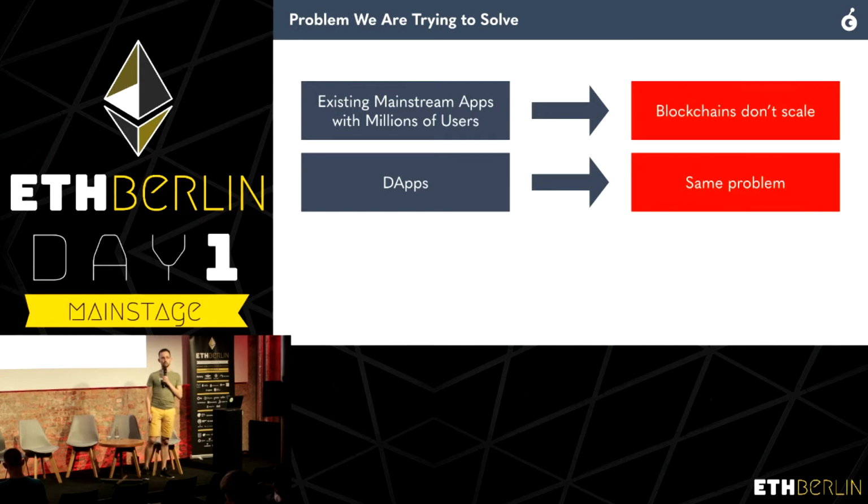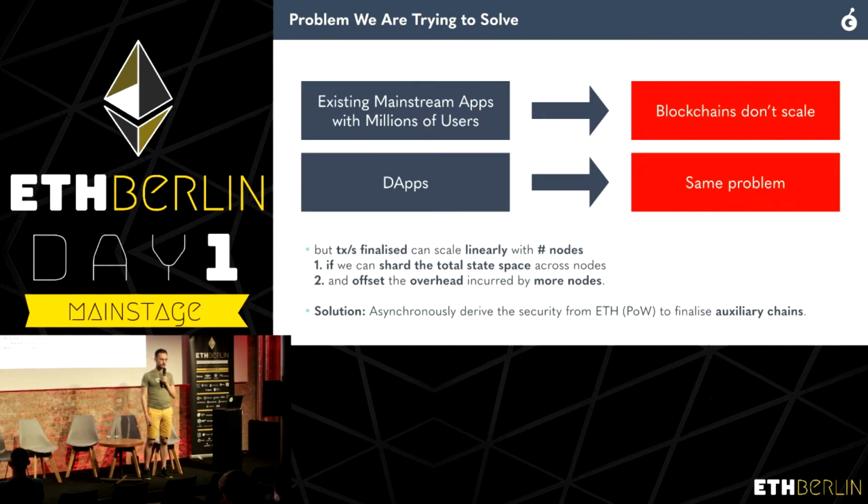The problem we're trying to solve is bringing millions and eventually billions of new users onto Ethereum. The obvious answer is that blockchains do not scale. But DApps have the same problem. If we want millions of users to run on DApps, we need to make sure that Ethereum scales. The answer is quite clear: the number of transactions finalized does scale linearly with the number of nodes if we can shard the total space across the nodes, and also if you can offset the overhead incurred by more nodes relative to the gain you're making.